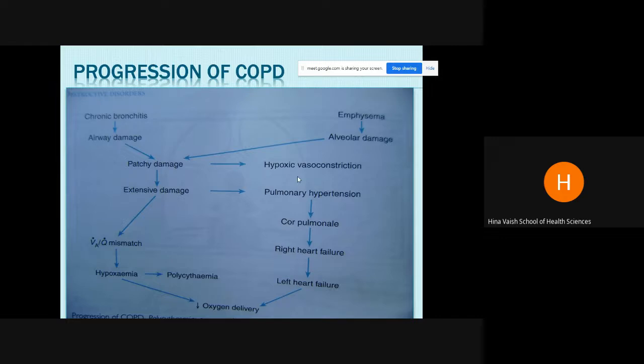So if it is a chronic obstructive pulmonary disease, it doesn't mean that in later stages it cannot affect the heart. The heart may get affected in the future if proper management is not taken. This is how the progression of COPD takes place.